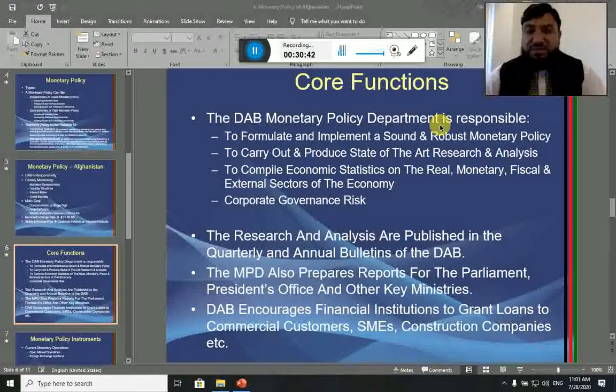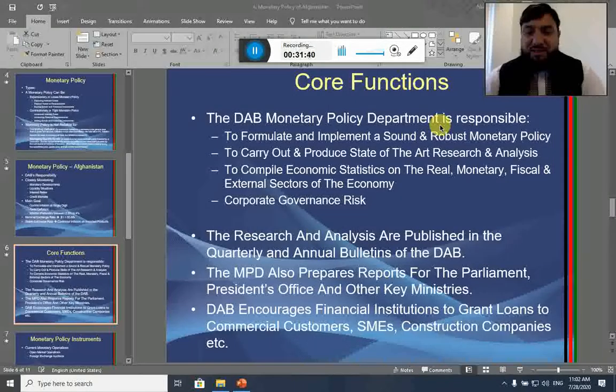It also compiles economic statistics on the real, monetary, fiscal, and external sectors of the economy, meaning it provides information to the public. And that information should be solid, effective, and efficient. The other function of the Monetary Policy Department is corporate governance. They are required to manage all the other commercial banks, produce banking law for them, and other rules and regulations to properly govern the commercial banks in the country. So they are not misused in the money supply or in taking money out of the country by unfair means.